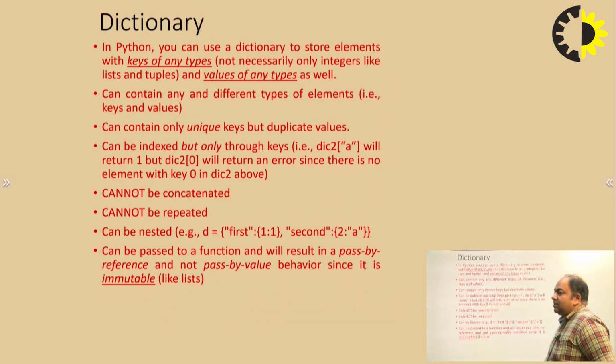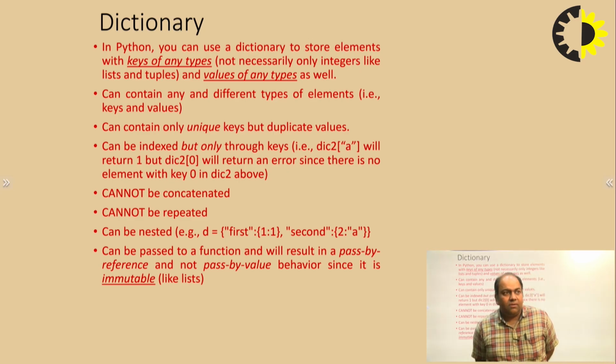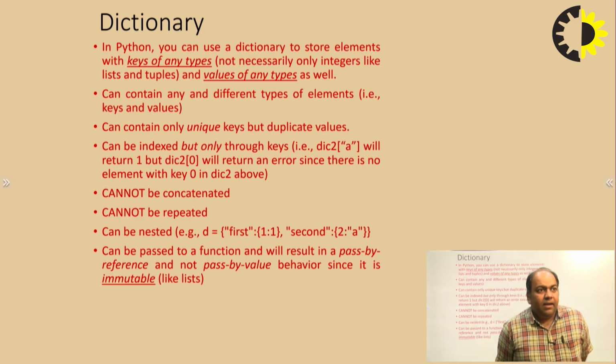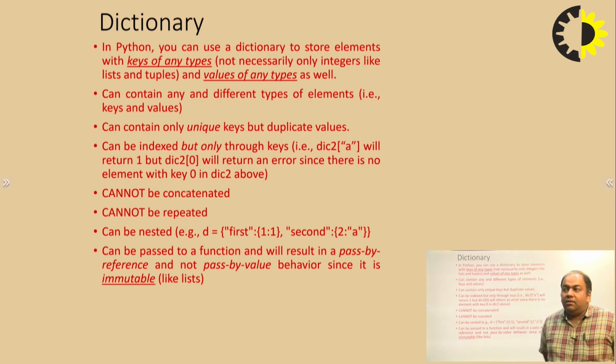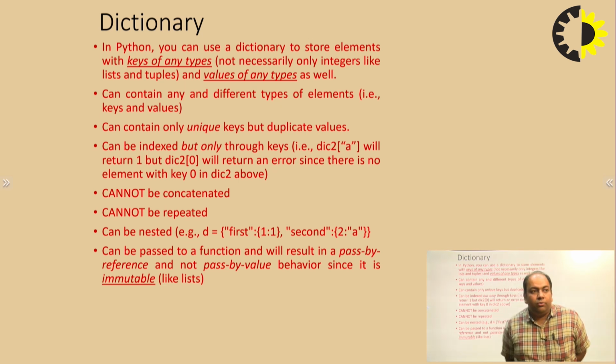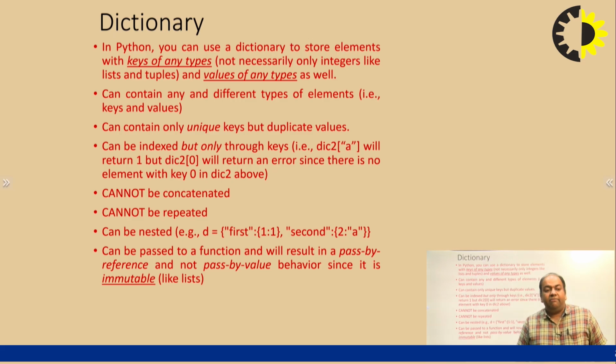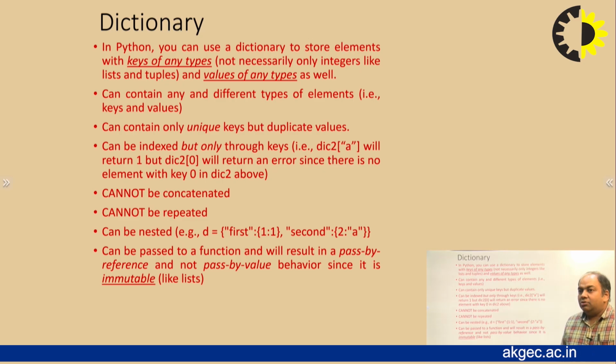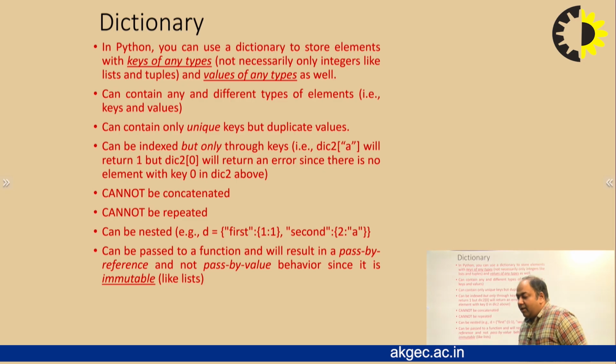In Python the dictionary is used to store elements of any type. It is not necessary that they are only integers or only strings. They can be of any type, and only the key should be unique. The key in the dictionary must always be unique, while it can have duplicate values. Like if I define my name, the name key is unique, but the values can be duplicated.